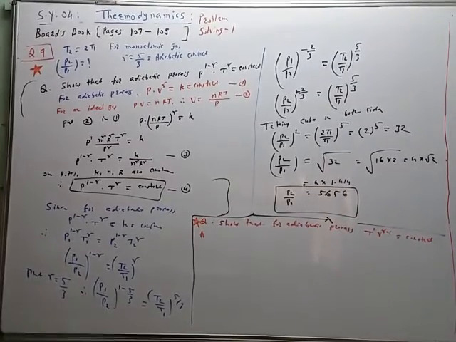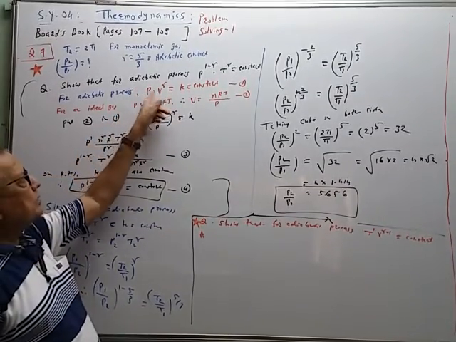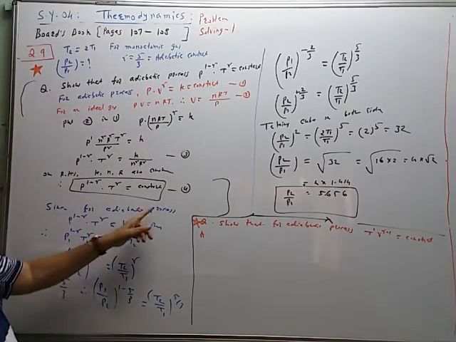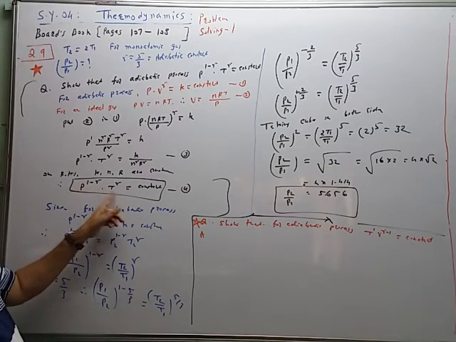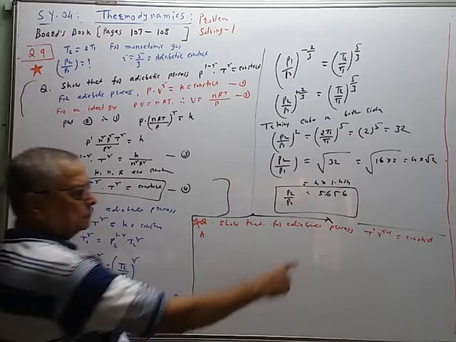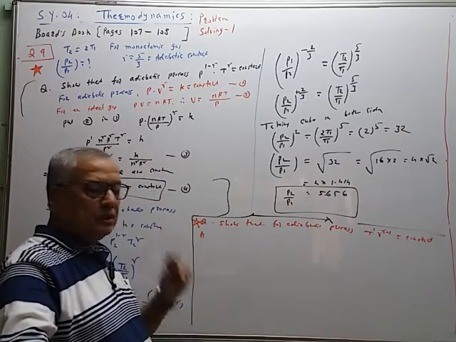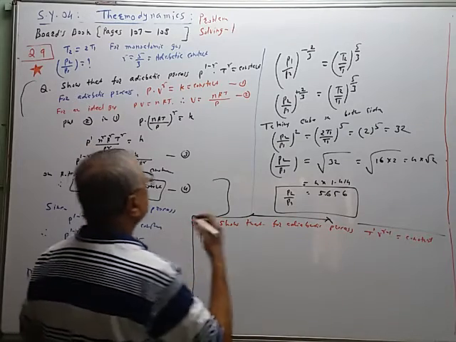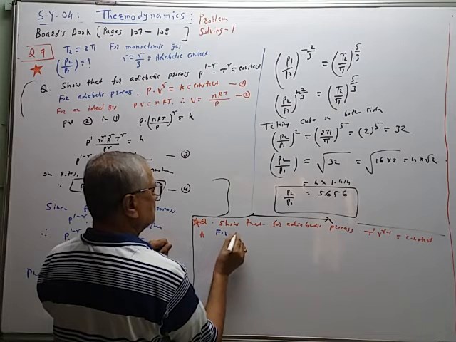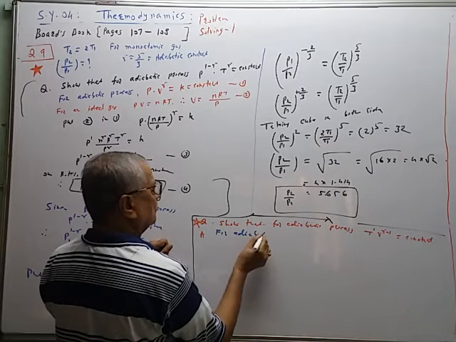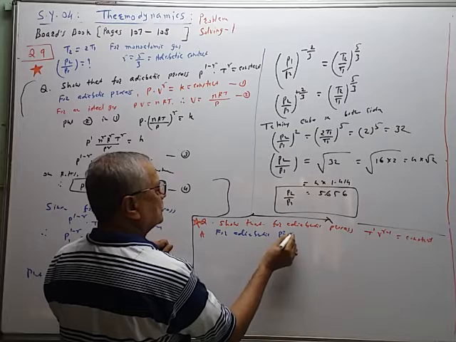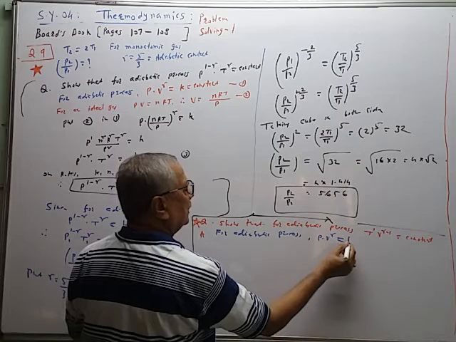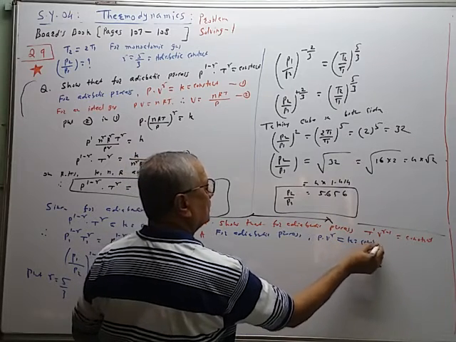Now for adiabatic process, we know this equation between P and V. P into V raised to gamma is equal to constant. Between P and V, this is the relation. Now we have to find the relation between T and V. So same process can be used. So for adiabatic process, P into V raised to gamma is equal to K is equal to constant.